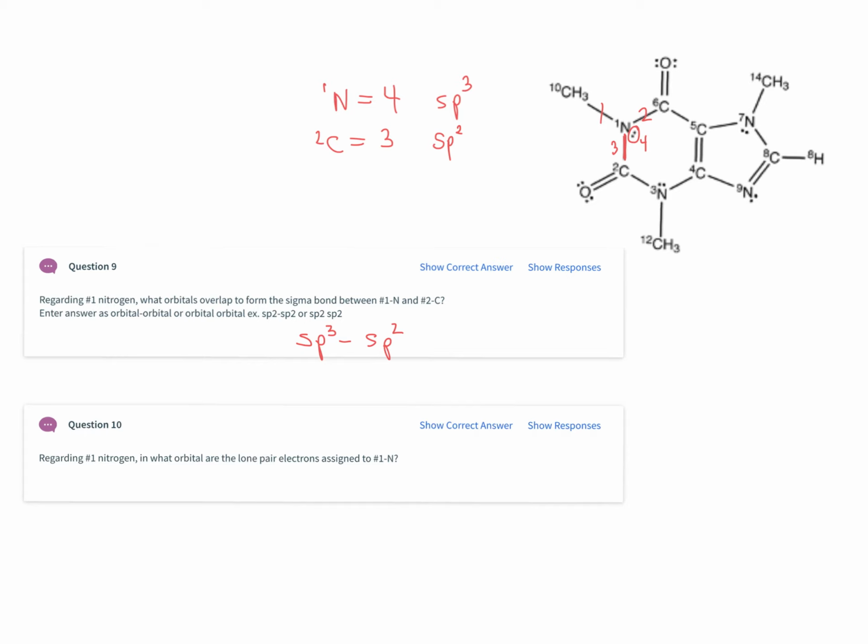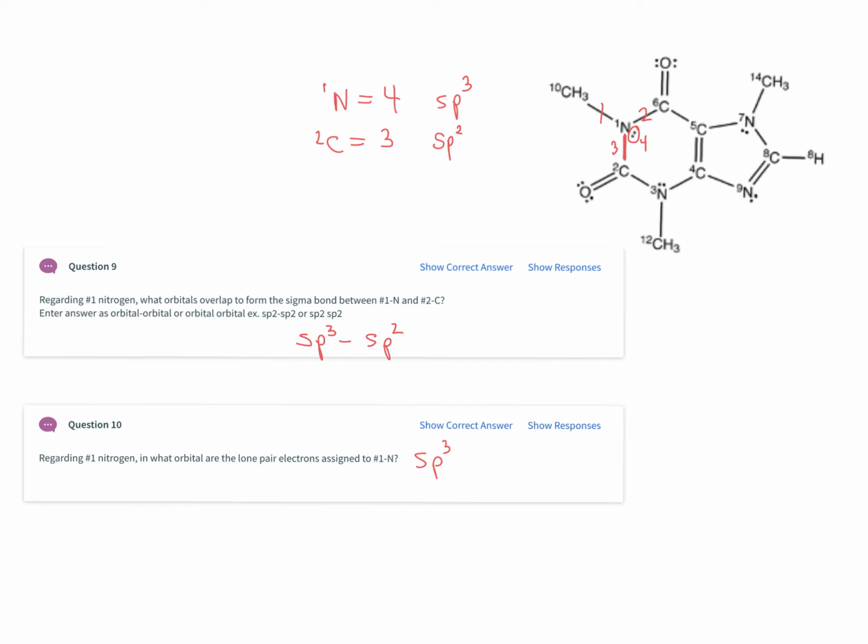Now question 10, regarding nitrogen number 1: in what orbital are the lone pair electrons assigned? Well, I know that I have 4 electron domains, and based on that, the hybridization is sp3. So that means my bonding domains are sp3 hybrid orbitals, and my lone pair, my non-bonding domain of electrons, is also an sp3 hybrid orbital.